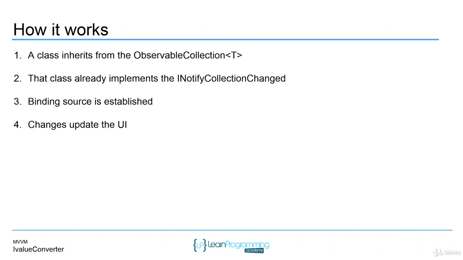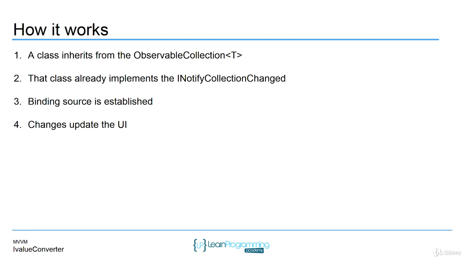So how does this work? Any class can inherit from the ObservableCollection<T>. In fact, we can even define the lists that we currently have as observable collections instead of lists. And this is also a generic type. So those angle brackets with a T just mean that the observable collection can be a collection of any type of objects.